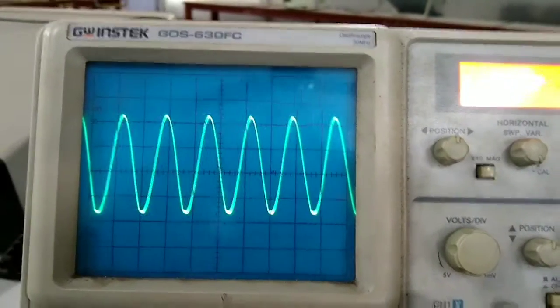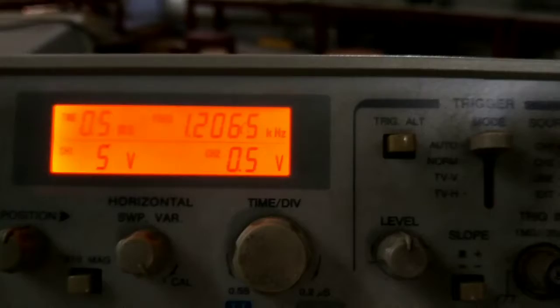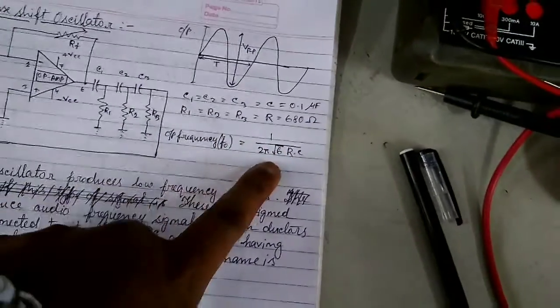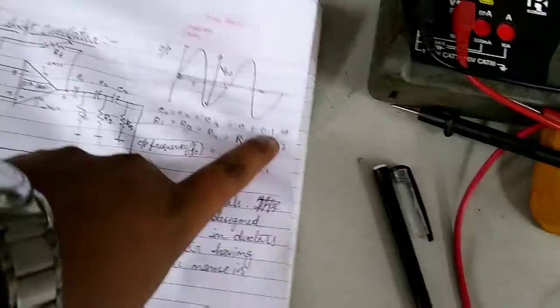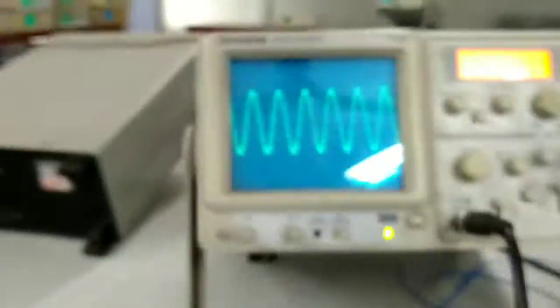We are getting an oscillating AC signal, and check the frequency. The frequency is 1.2 kilohertz if I use these values. If you use these values of R and C, calculate and check whether the calculated value comes around 1 kilohertz or not. So this is the phase shift oscillator. It is also a sinusoidal oscillator.